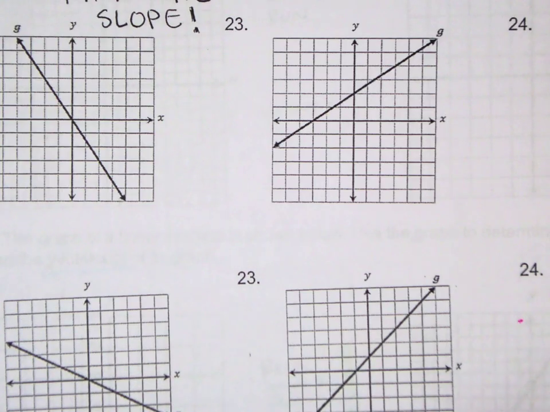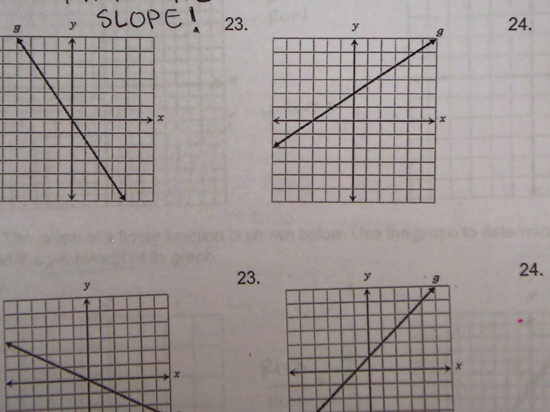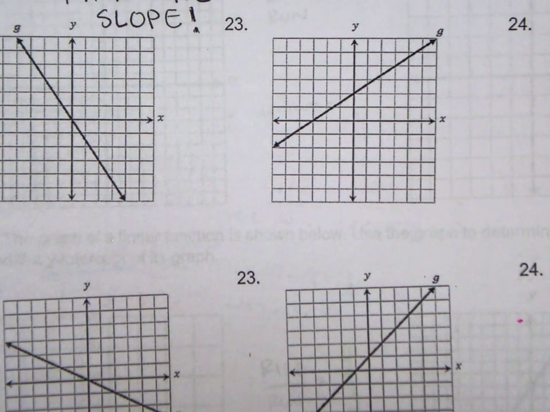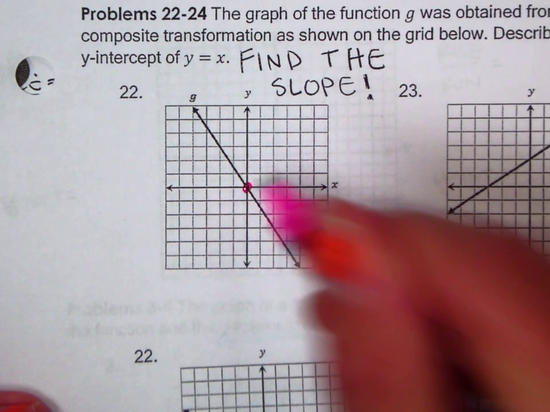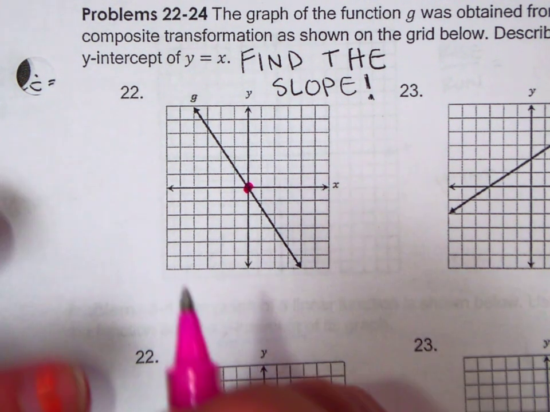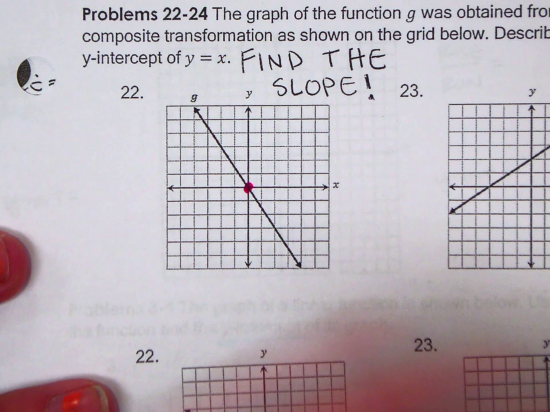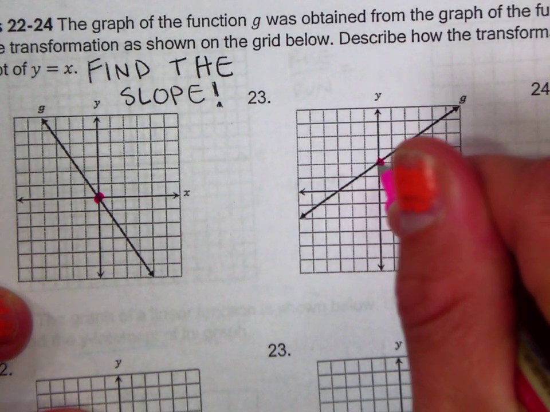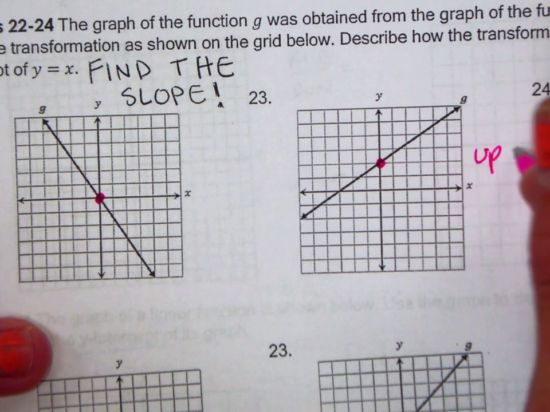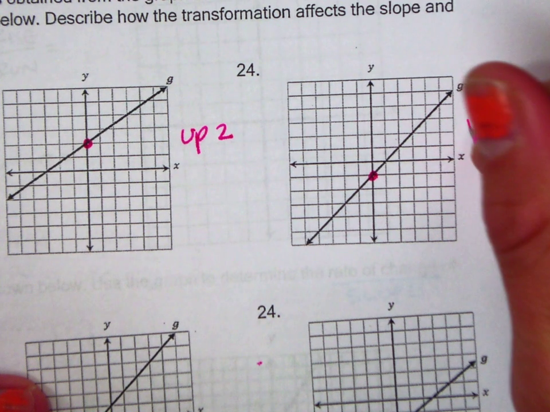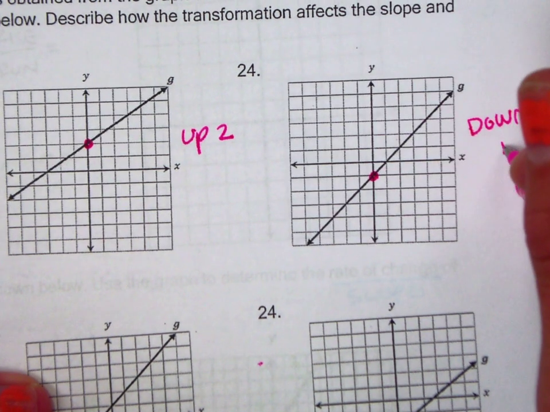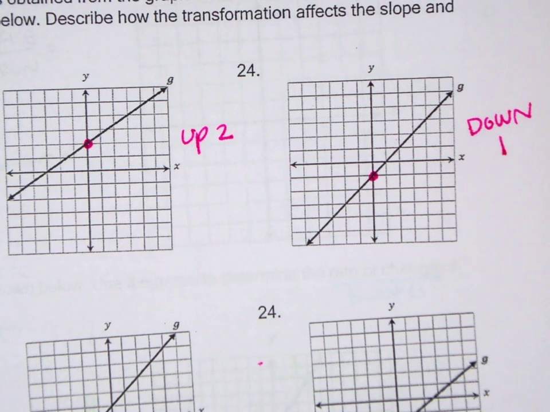And let's look at the last 3. So on this one, it just wants me to describe the transformation and how it affects your slope and your y-intercept, and I want you to make sure you find the slope. So let's do the y-intercepts first. So this y-intercept here is at 0, 0. So the y-intercept is not changing, so there is no translation. This y-intercept is at 2. So this graph here is going to go up 2. And this y-intercept here is at -1. So this y-intercept, we are shifting down 1. So the y-intercept will shift your graph up and down.